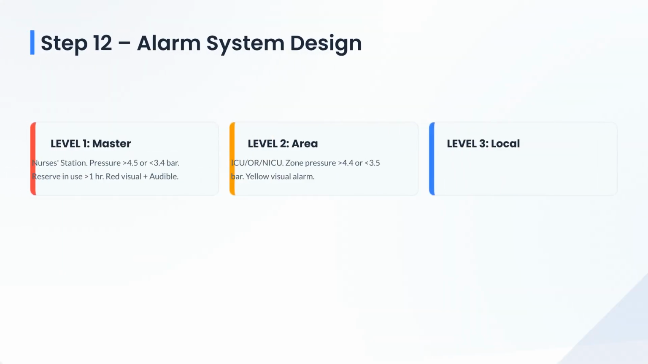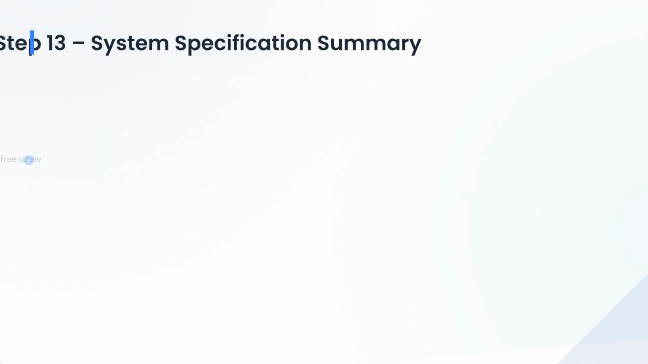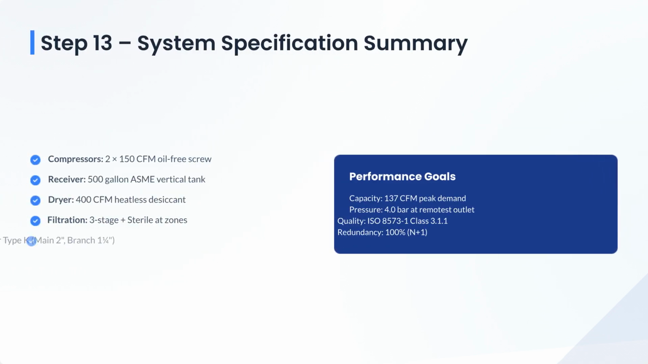Step 12 details the alarm system design. The system must have a UPS backup and 30-day logging. There are 3 levels: master alarms at the nurse's station, area alarms in critical zones, and local alarms in the plant room. Step 13 summarizes the system specification.